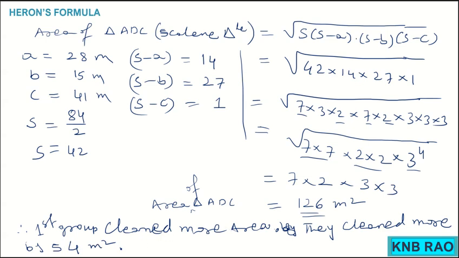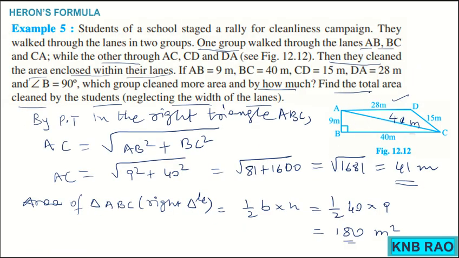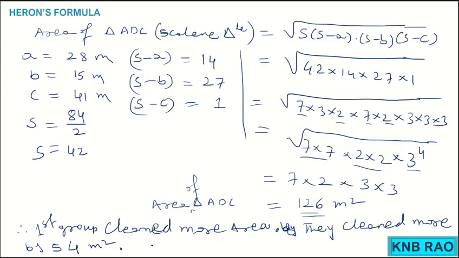Now the next question is, find the total area cleaned by students, neglecting the width of the lens. So the next question is the total area cleaned. The sum of 180 and 126 is 306 meter square. So this is the total area cleaned. This is how we solve this question. Coming to the sixth example.